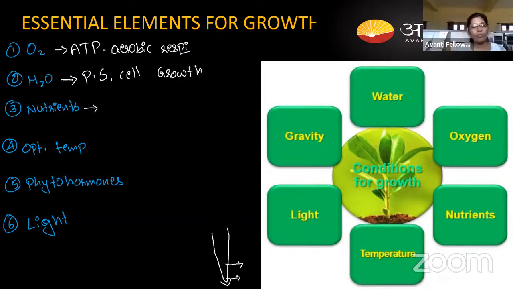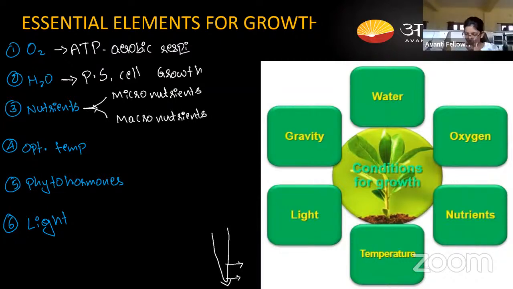Now we are talking about nutrients. Two types of nutrients are required: micronutrients and macronutrients, which are helpful in the synthesis of protoplasm in the cell. That is why these nutrients are also important.